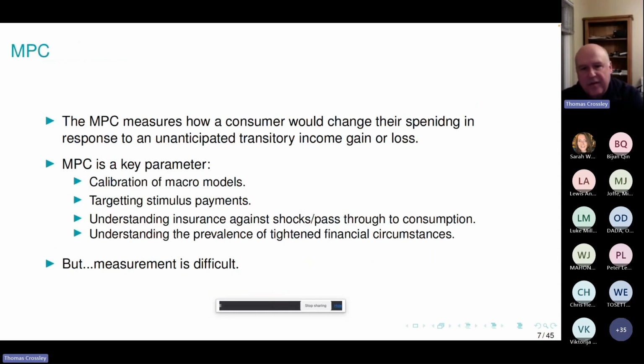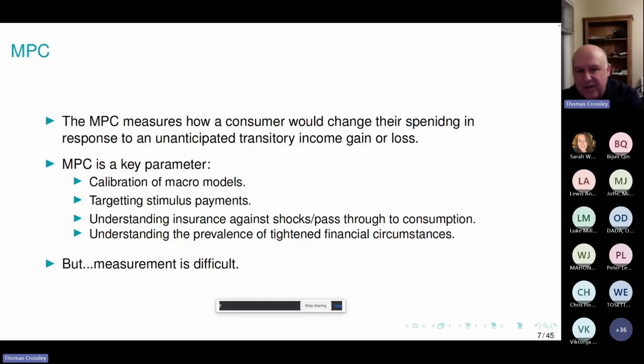Okay, so our test case is the marginal propensity to consume. The marginal propensity to consume measures how a consumer would change their spending in response to an unanticipated transitory income gain or loss. And it's a key parameter for the calibration of macro models. A large MPC is critical to many HANK models. It's the parameter that helps us think about targeting stimulus payments, how much of a fiscal stimulus we would get from a particular stimulus payment.